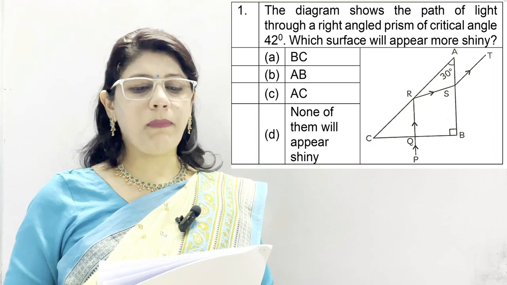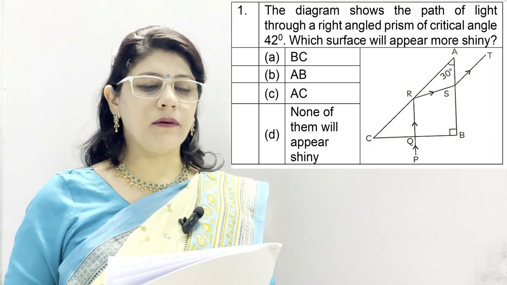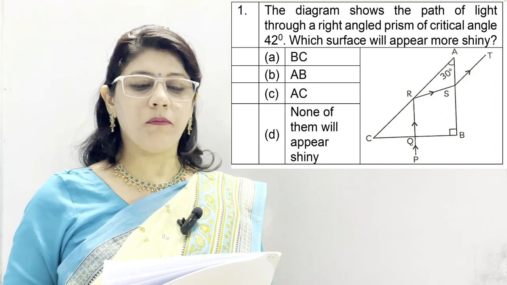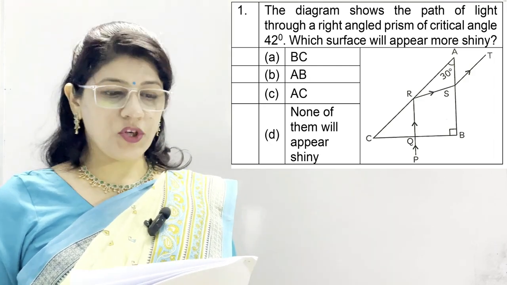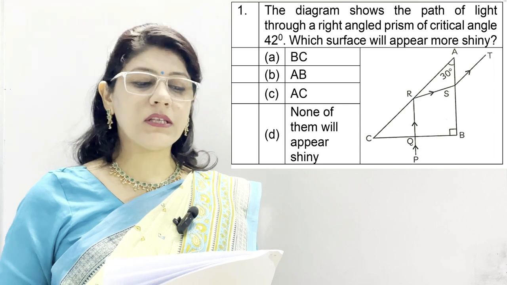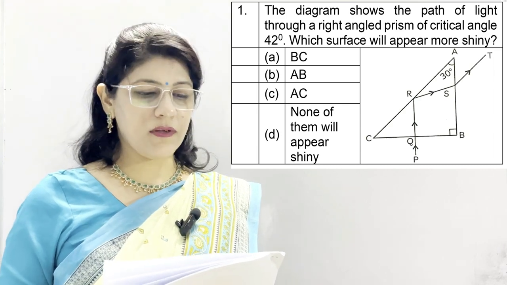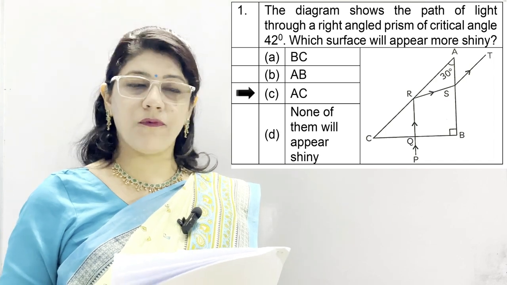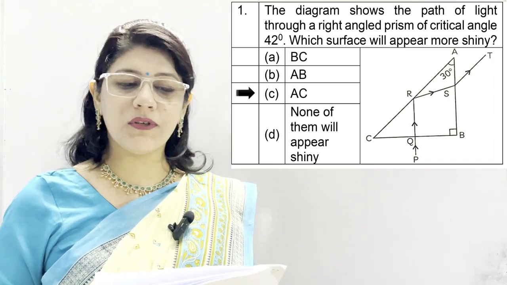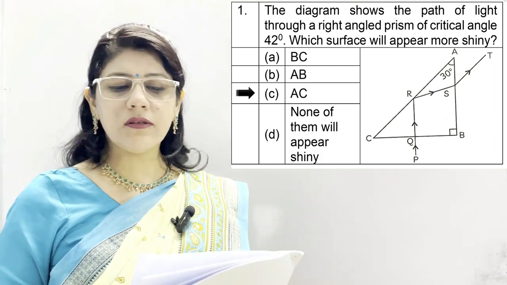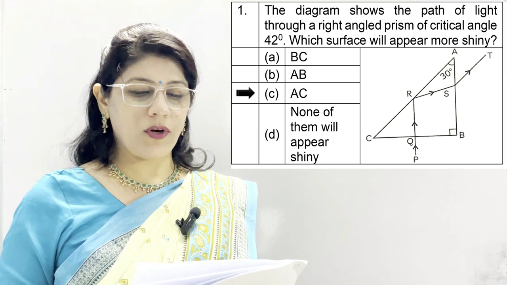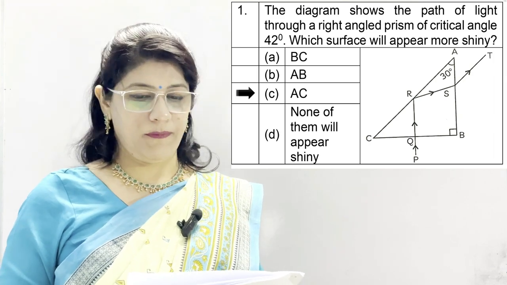The diagram shows the path of light through a right-angled prism of critical angle 42 degrees. Which surface will appear more shiny? Option A is surface BC, B is AB, C is AC surface, and D is none of them will appear shiny. The correct answer is surface AC, which is option C, because TIR is occurring at this side AC, which is the hypotenuse of this triangle. So AC will appear shiny.